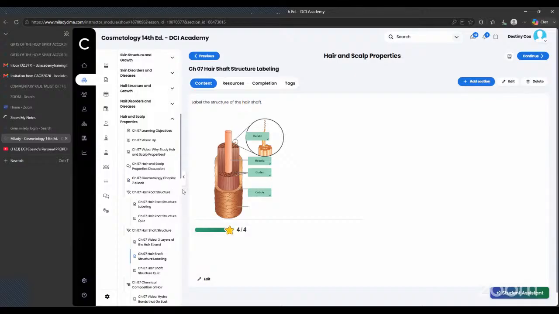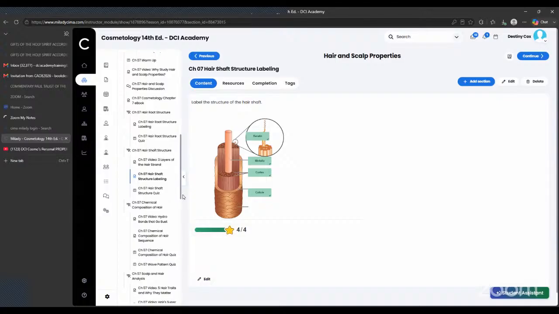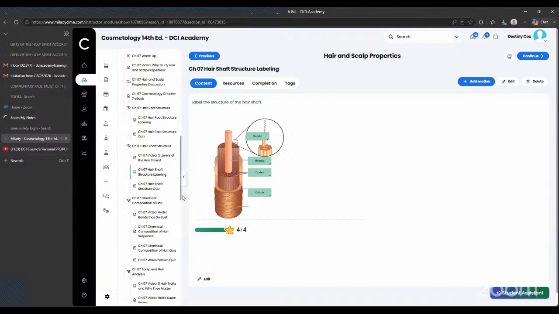So that's something we want you guys to look at. Let's look at the composition of hair, looking at what hair is made up of. Let's watch the video and then we'll go into our PowerPoint.